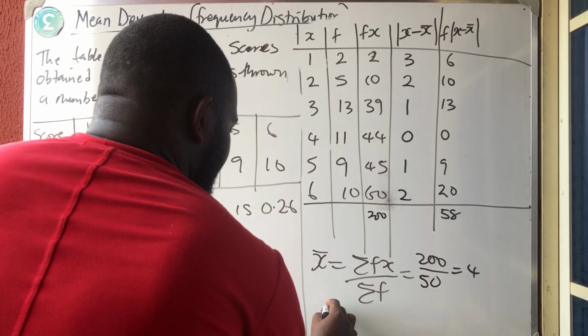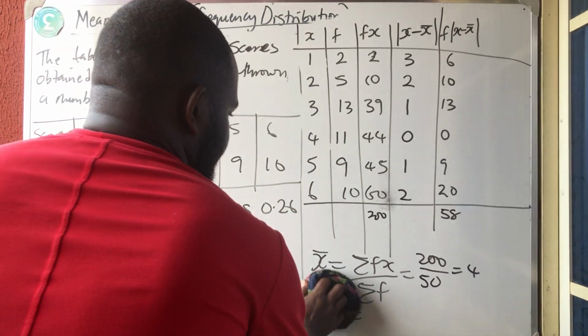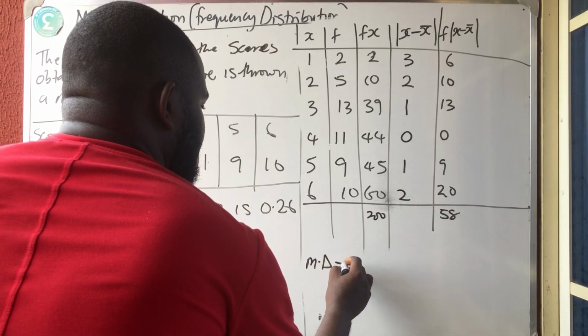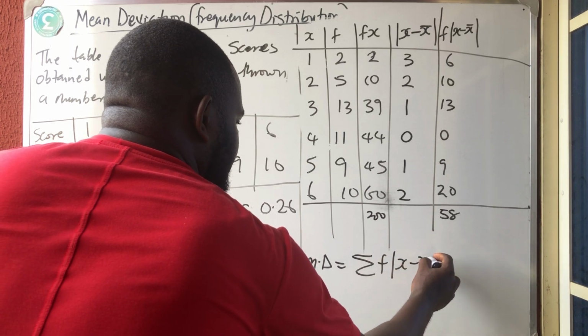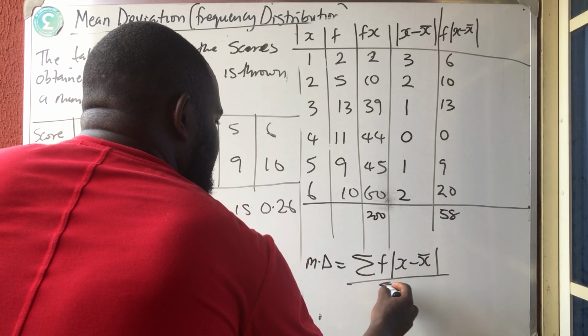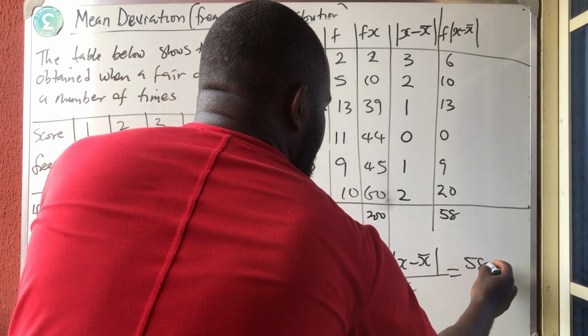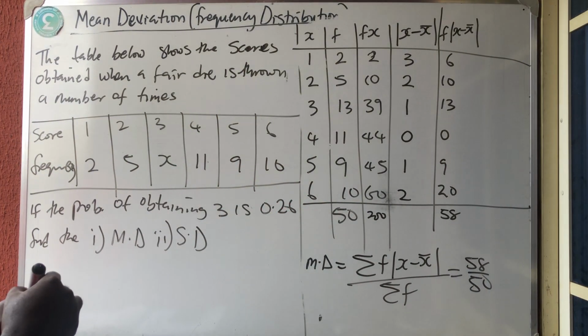So therefore, my mean deviation is simply, let me clean this mean. My mean deviation is simply summation of f absolute value of x minus x bar all over summation f, which is equal to what? 58 divided by 50, because this one gave us 50. Okay, so that is that.